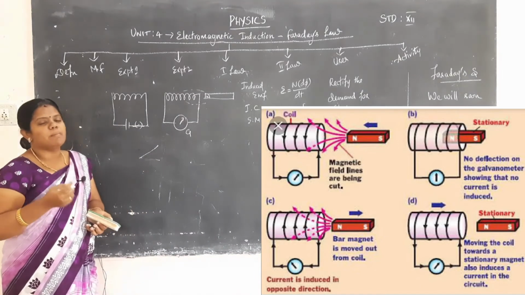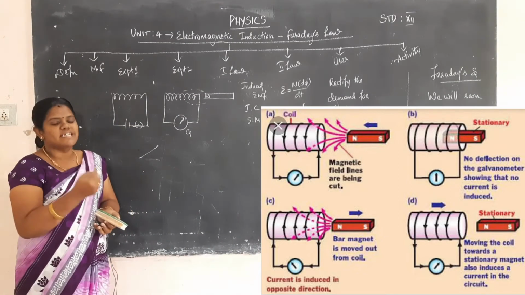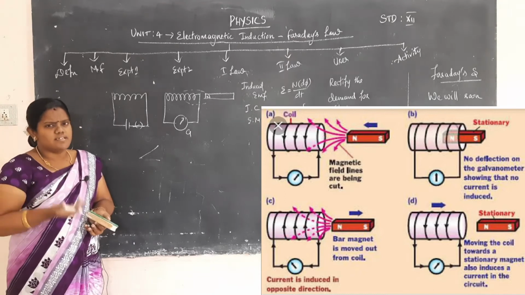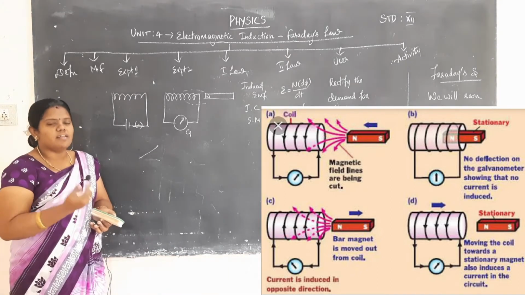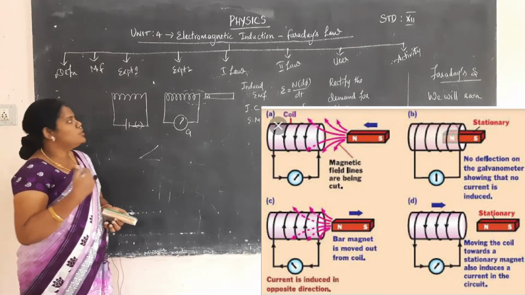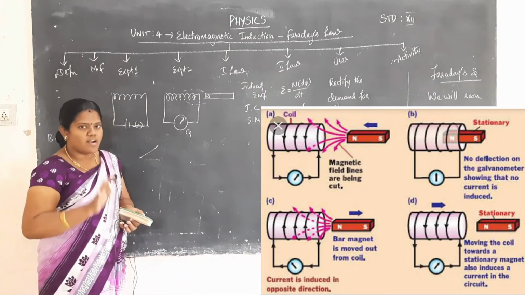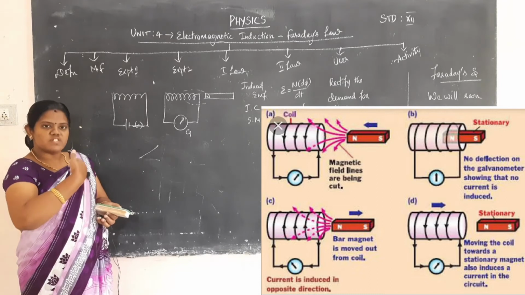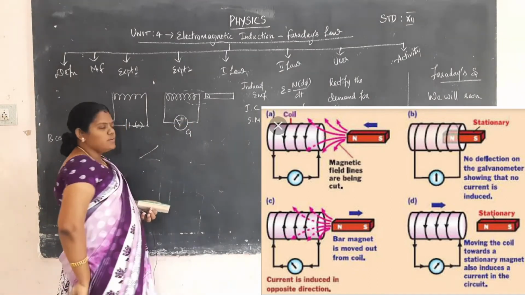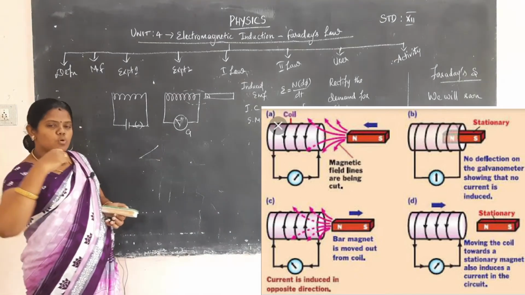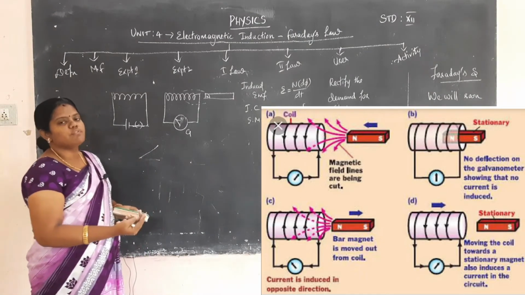The magnetic field from the magnet causes the flux linkage in the coil to increase. That way, some current is induced in the coil, and the galvanometer shows a left side deflection. Now we have to remove the magnet from the coil.